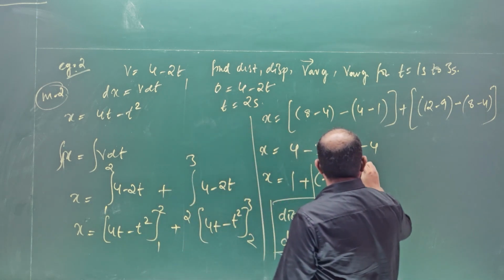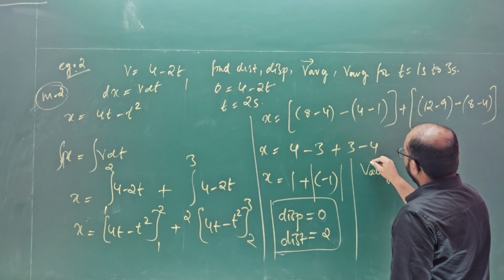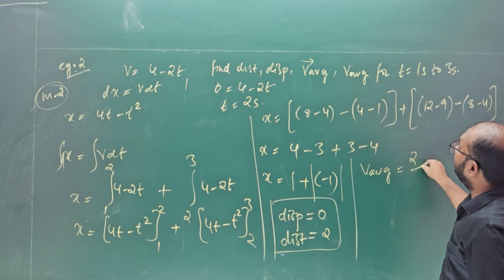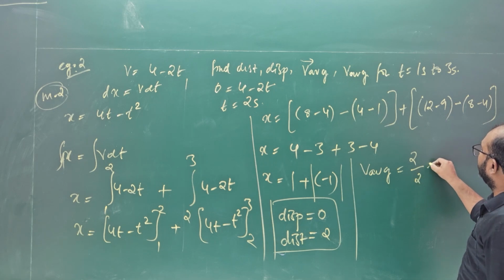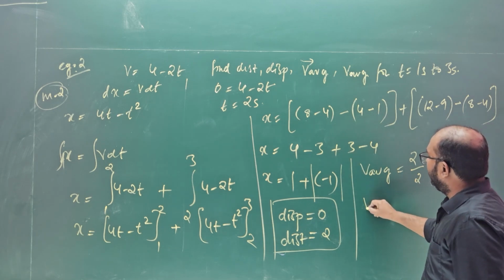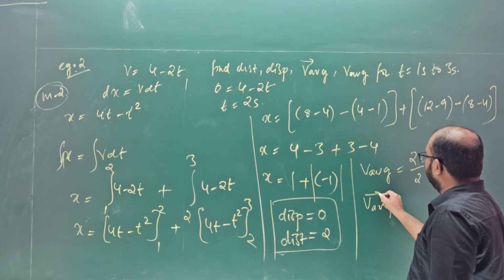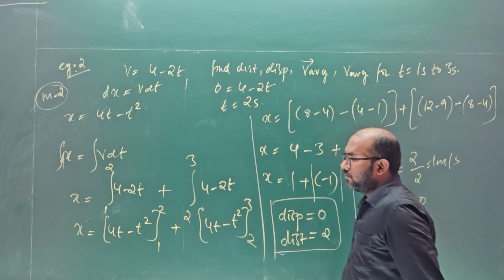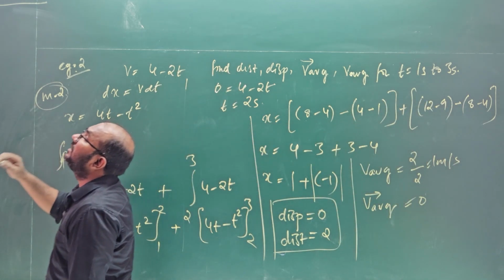So displacement from this equation is also 0 and distance is also 2. Similarly, average speed is 2 upon the time period, which is 2 seconds, that is 1 meter per second, and average velocity becomes 0. Okay, we will discuss in the next class.